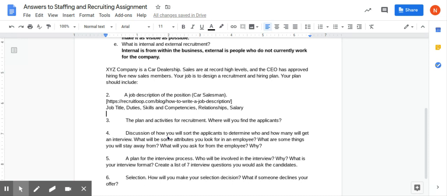Next, a discussion of how you will sort the applicants to determine who and how many will get an interview. Depending on who you put in the interview, which will be the next question, that will determine how many people you want to interview. Ideally, if you're hiring 5 people, you probably want about 10 to 15 people that you're going to bring in and really interview after looking at their resumes and stuff like that.